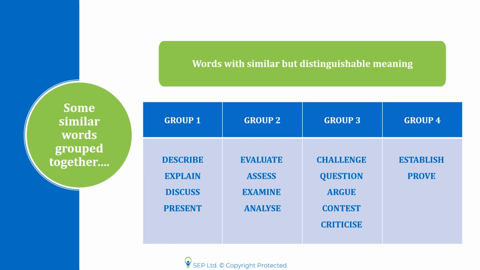The words in group 3 all imply the author's disagreement or doubt. The words in group 4 mean that the author wants to prove or assert something or some belief of his own. You might be wondering, I understand that each of these groups and the words in them have different meanings, but where exactly lies the confusion? Well, let us see for ourselves.